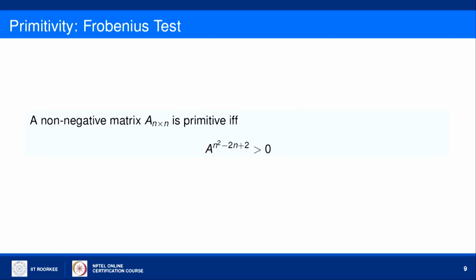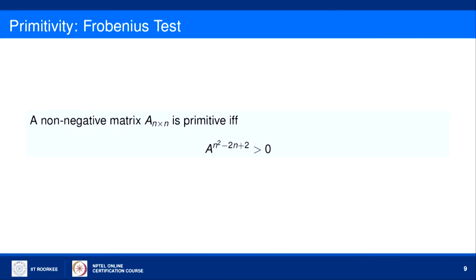If these three conditions hold for a given matrix, then the matrix is a primitive matrix. Another test for checking the primitivity, which is very useful when you are solving the examples, is the Frobenius test. The Frobenius test tells us that a non-negative matrix A, of size n by n, is primitive if and only if A raised to power n square minus 2n plus 2 is a positive matrix. So, if this happens, then A is primitive.